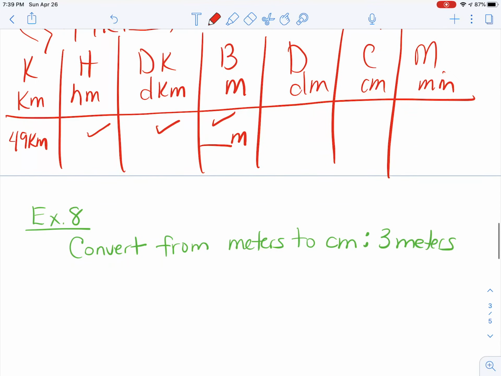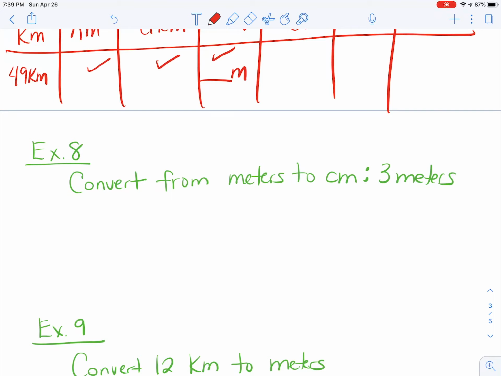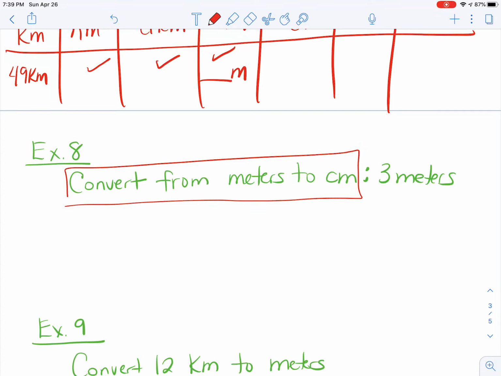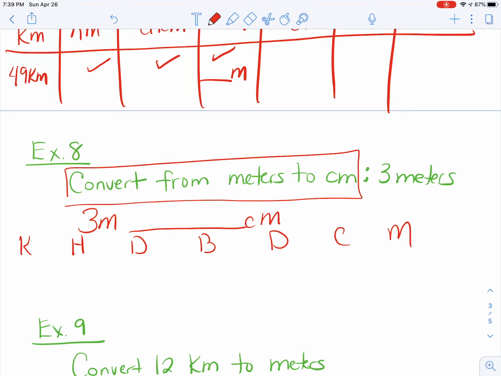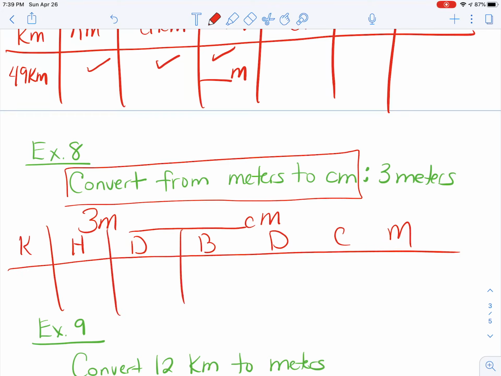All right. This says convert from meters to centimeters. So I had to read this part first. Convert from meters to centimeters. So if I have 3 meters, it wants to know how many centimeters. Set up my chart again. King Henry died by drinking chocolate milk. Remember, the more I do this, the more it gets in my brain. Okay, so let's set up our chart.